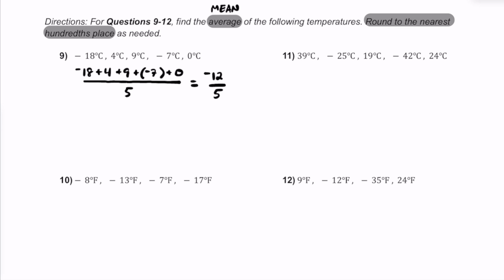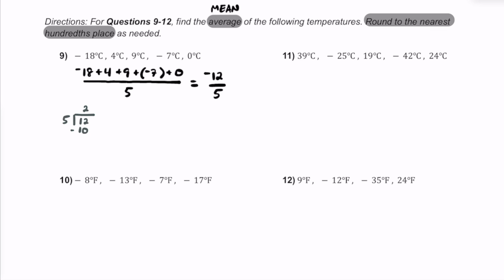So let's go ahead and do negative 12 divided by 5. So let's go ahead and see what this division is going to look like. So let's go ahead and do the 12 inside. Go ahead and ignore the negative sign for now. Take the absolute value if you want to think about it that way. Now 5 into 12 is going to be 2 times. 2 times 5 is 10.